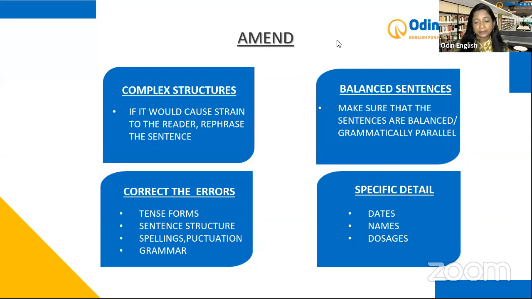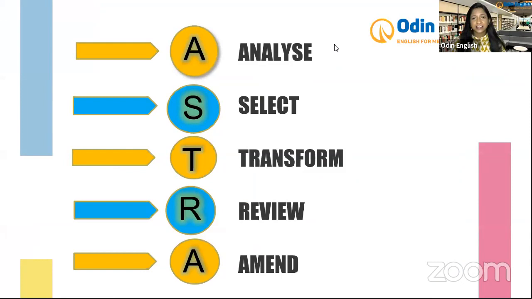So that's it. This is the tool, this is the ASTRA that we would like to give you. That is analyze, select, transform, review and amend. So once you do all these things, your letter will be approved. So what are those? Our ASTRA is analyze, select, transform, review, and amend. With these five things and understanding the assessment criteria very well, you will be able to write a letter which will give you a B grade in your writing.